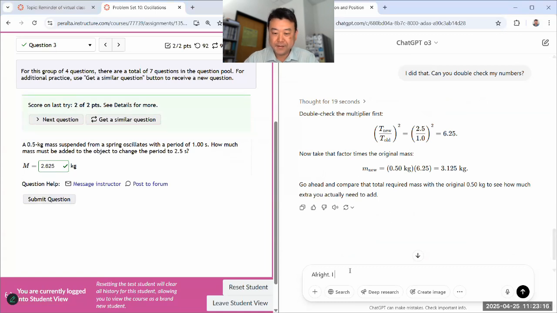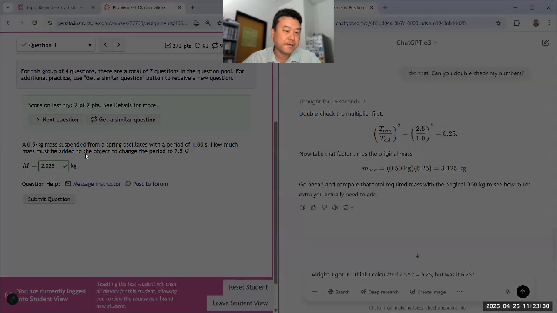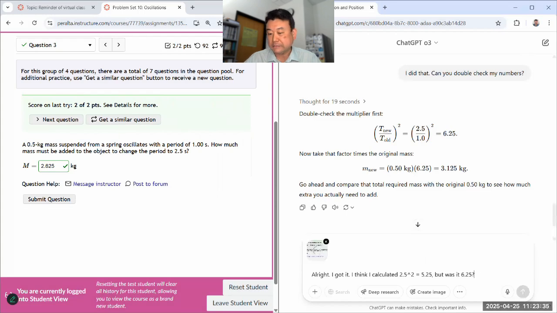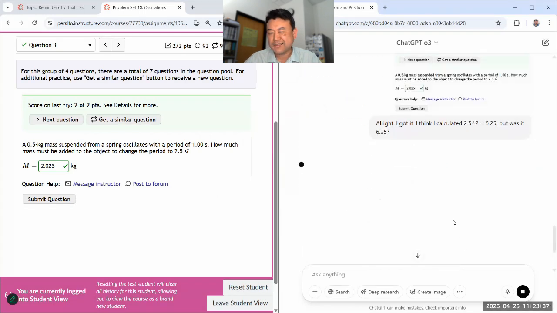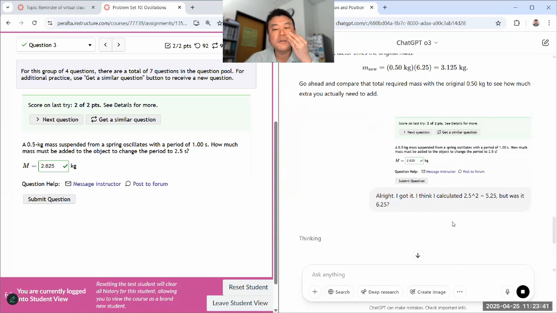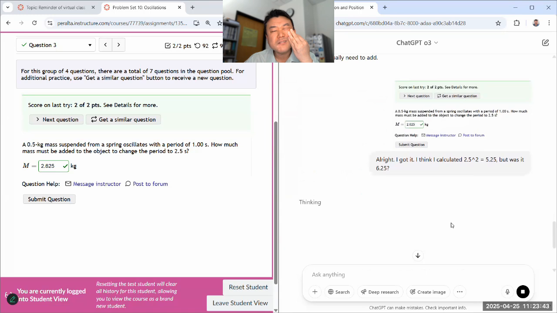All right, I got it. I think I calculated 2.5 squared is 5.25, but was it 6.25? And I'm not actually calculating. I'm going by memorized numbers, and some of the numbers I don't have quite correctly memorized. I think that's it. I thought 2.5 squared is 5.25, but it must be 6.25. Is that right? Maybe.